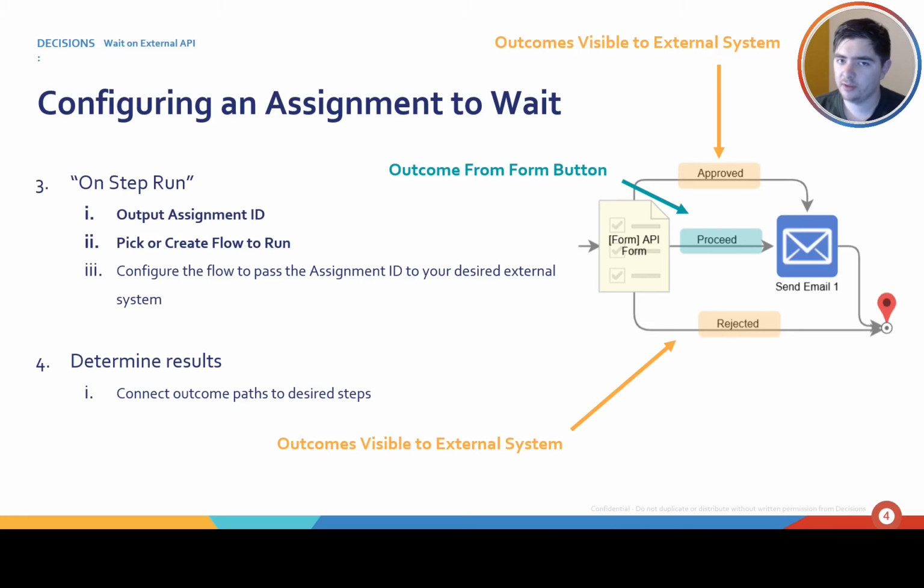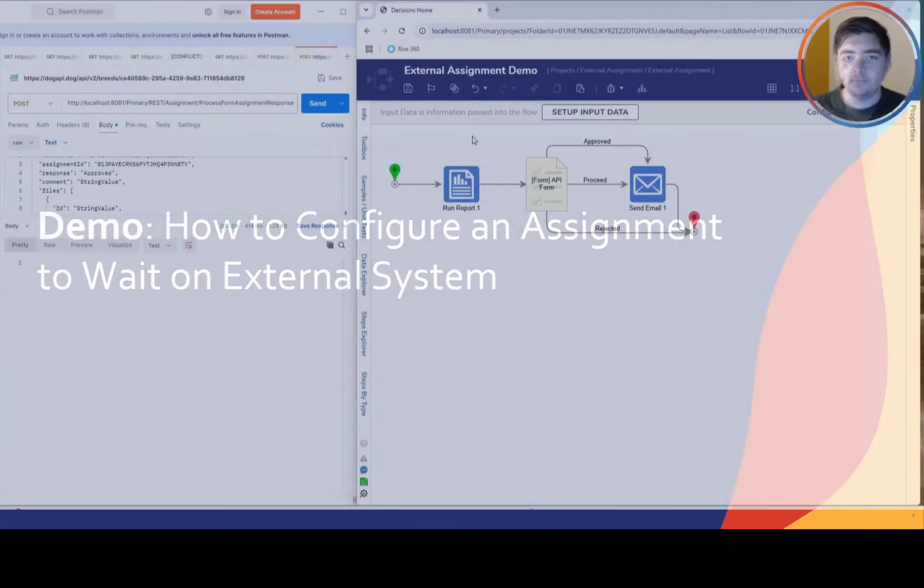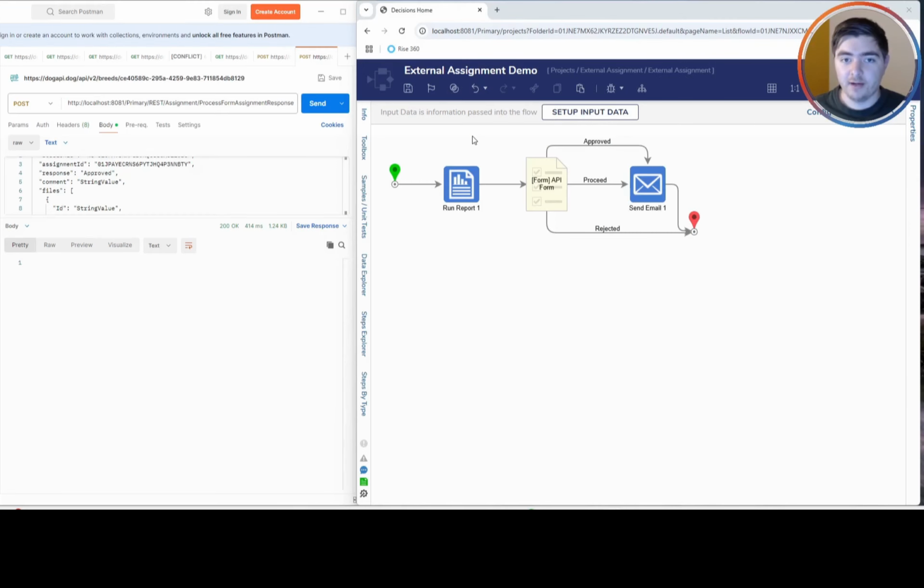So let me show you how this is configured by giving you a demonstration. Here we are inside of my Decisions environment and Postman. Postman is going to simulate the response of the external entity after the task has been completed. So, what is this flow actually doing? Well, it is running a report for a set of users, and it is passing that report to be manually reviewed by a separate system via an API call.